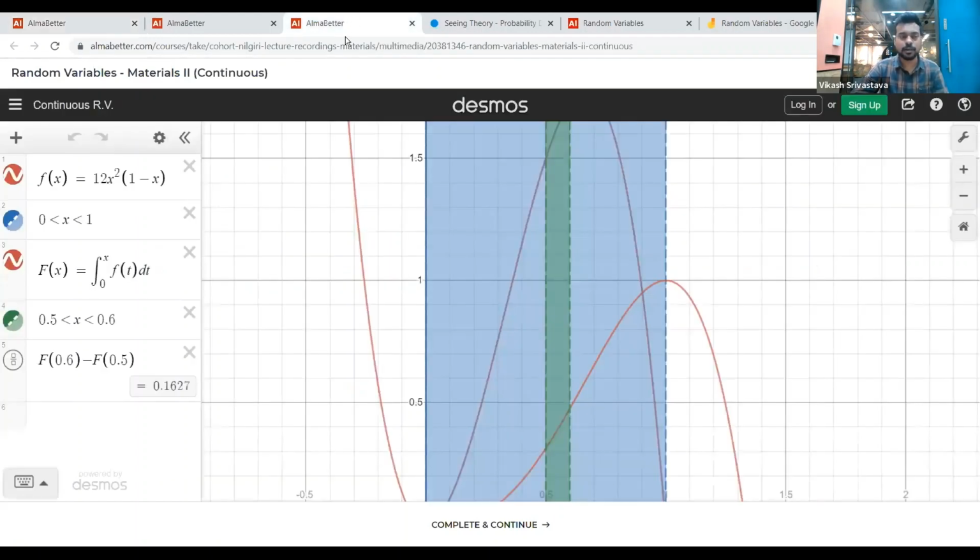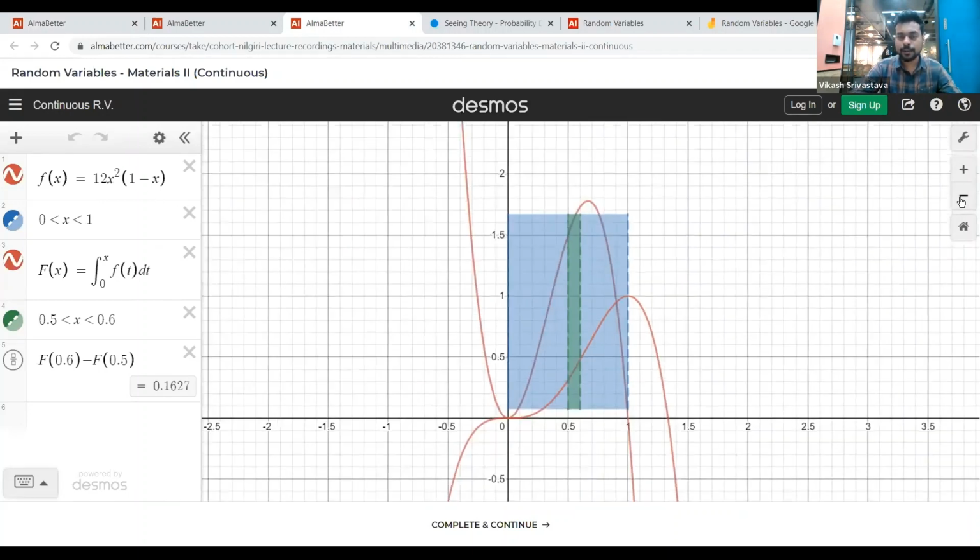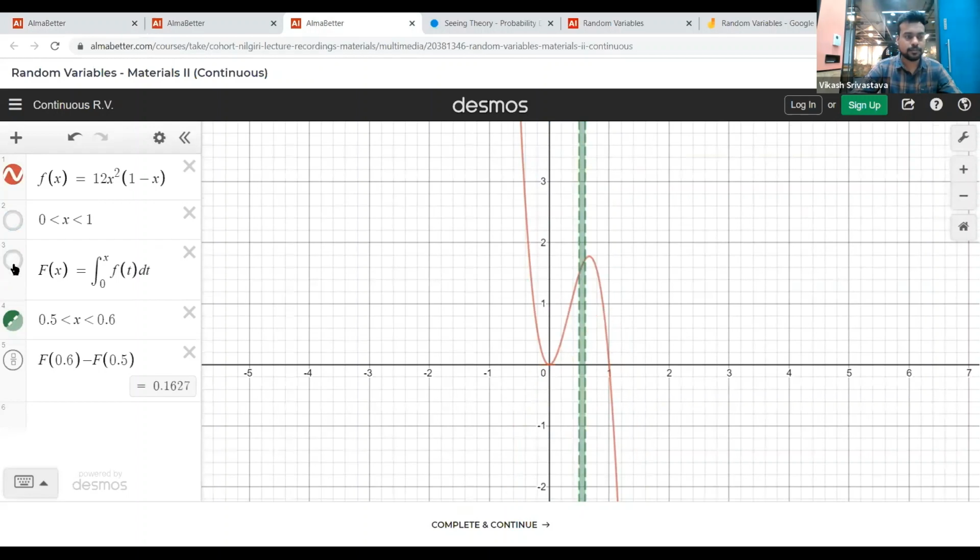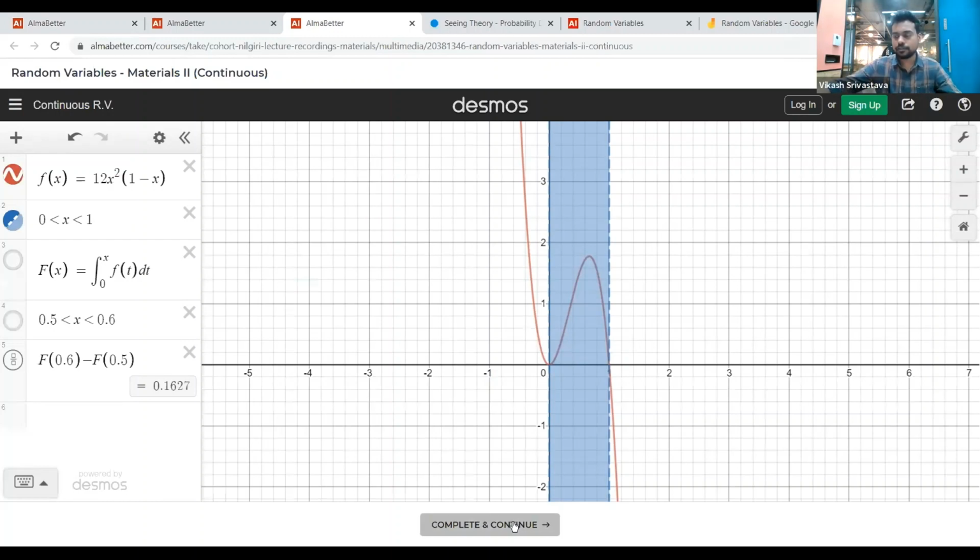Okay, so let's take a look at the visualization. Here I have the same function, and we have defined the range for this function as 0 to 1, right? If we check the area, in fact I'll just use the annotator, this entire area is 1. So this area is 1, we have verified it.